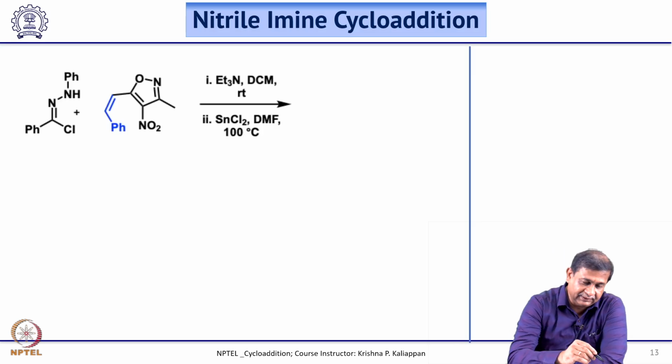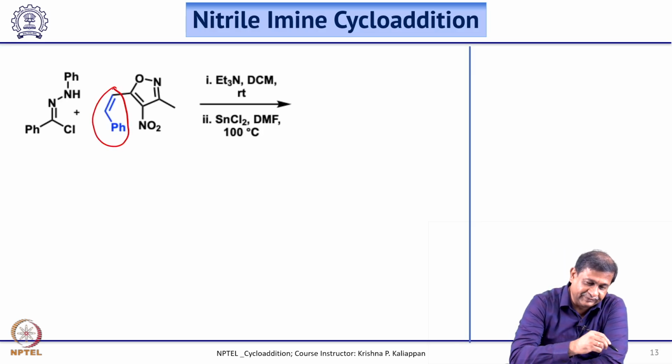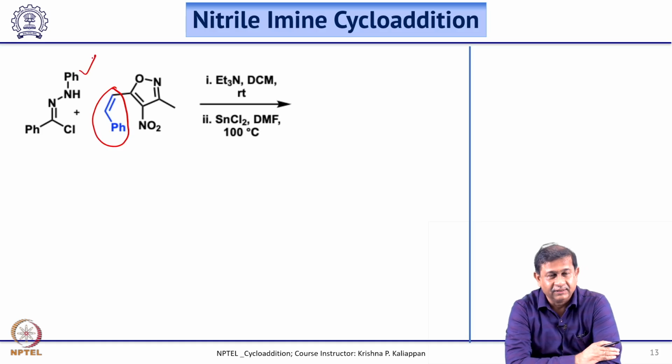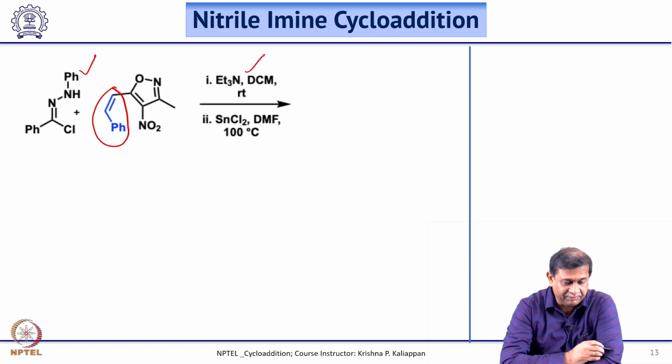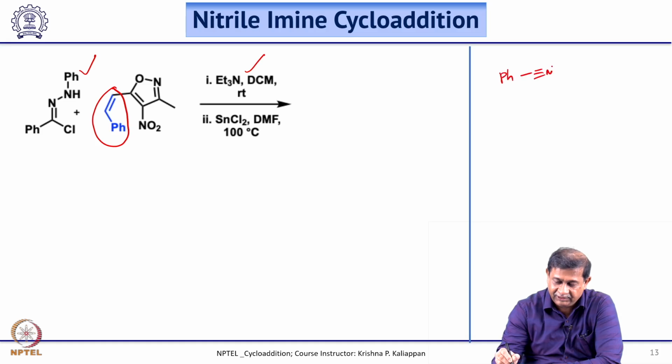And if you take this dipolarophile, okay, and again the precursor for the nitrile imine, when you treat with triethylamine, then you will get the diphenyl nitrile imine.